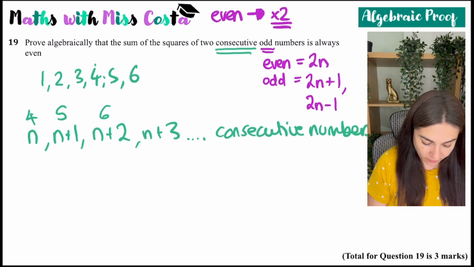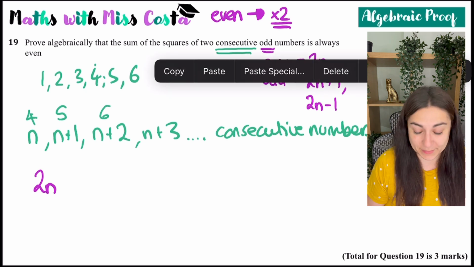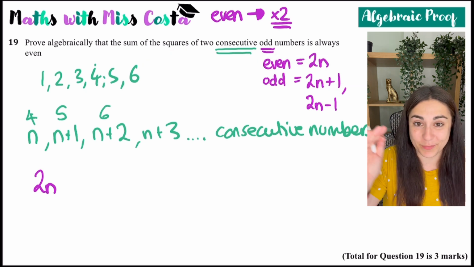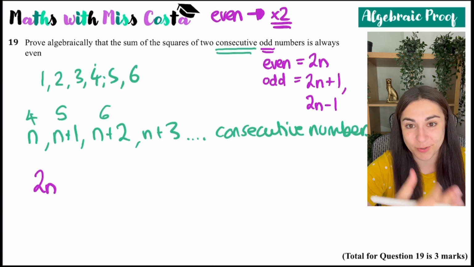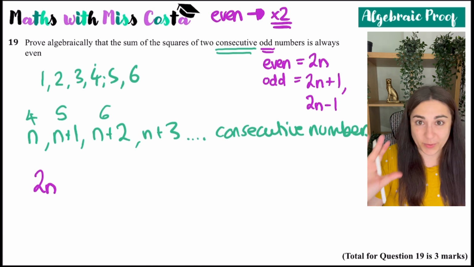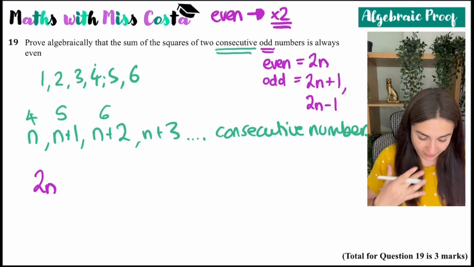So if we look at our odd numbers, let's say we started with 2n, because in order to prove something is odd or even, it needs to be 2n. That's the only way you can prove that it's even, and adding or subtracting 1 from an even number is the only way you can prove that it's odd. So we're always going to be dealing with 2n, or 2n plus 1 is our first thing.